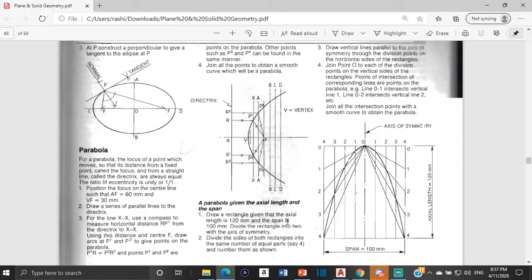Good day everyone, Mr. Cargill here with our next AutoCAD video, and for this video we are going to look at how we go about constructing a parabola when we are given the ratio of eccentricity.